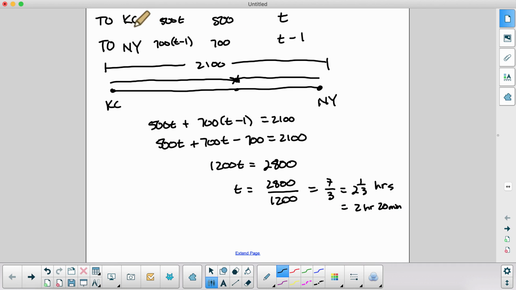So the first plane started at 10:30, right? So if we add 2 hours, 20 minutes, that's 11:30, 12:30, 12:50. So it'll be 12:50 p.m.